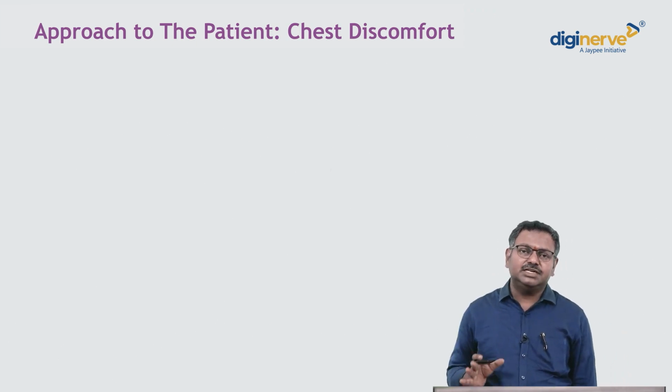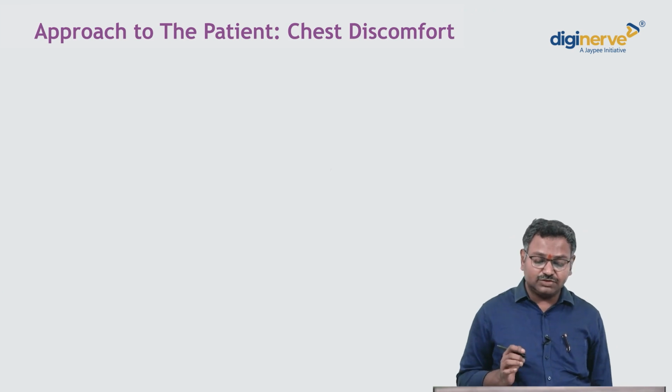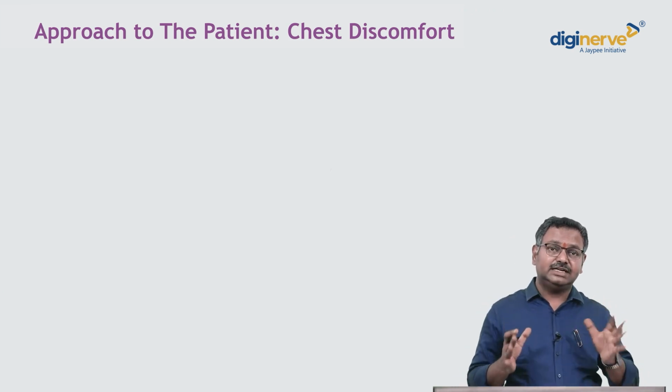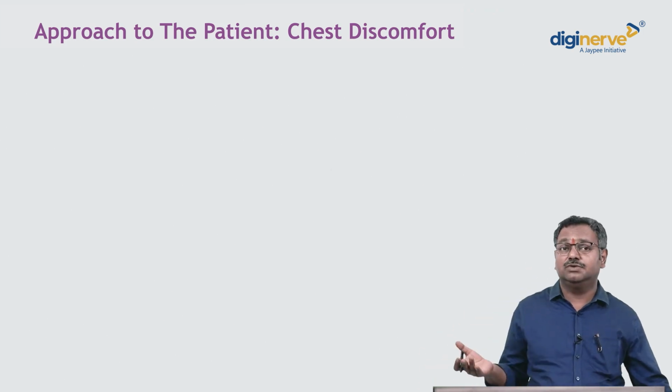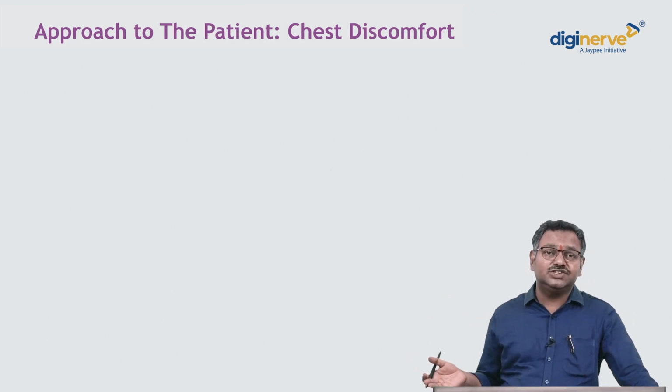A quick examination is mandated. You will have to check whether the patient is stable. The vitals have to be measured. If the patient has hemodynamic compromise and the BP is low, it could be an acute inferior wall MI or it could be a tension pneumothorax.